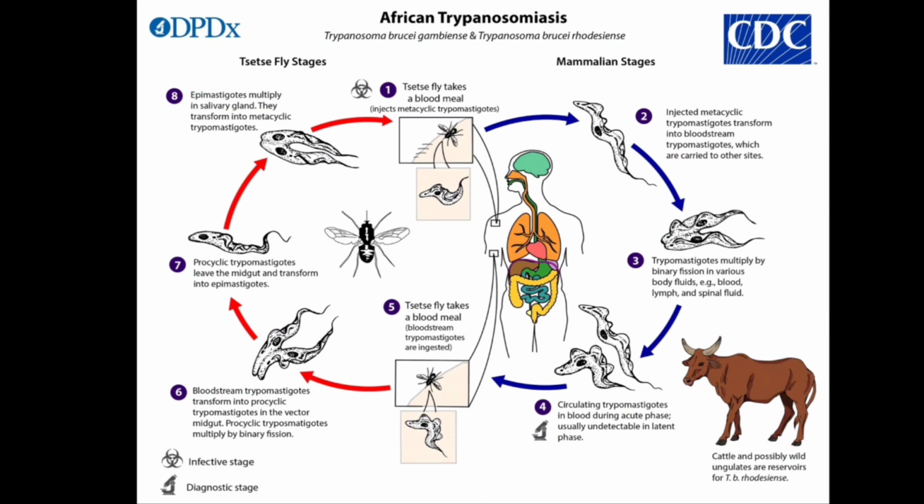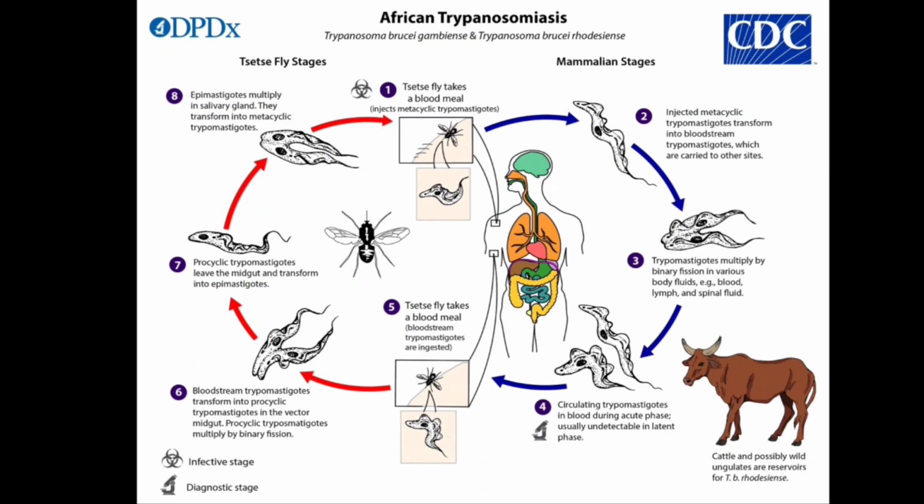The trypomastigotes are dividing by longitudinal binary fission. That means that their body is going to split into two halves across the longitudinal axis. So if this is my organism, the body is going to split into two halves across the longitudinal axis. Trypomastigotes are then going to multiply in various body fluids, that is your blood, spinal fluid, lymph, and these circulating trypomastigotes, the short stumpy ones, are actually the ones which are picked up by the tsetse fly during its blood meal.